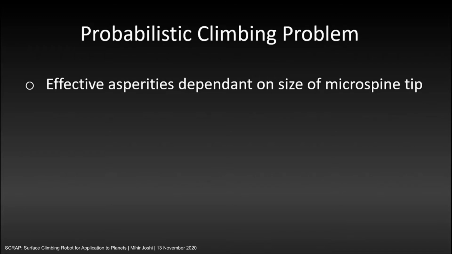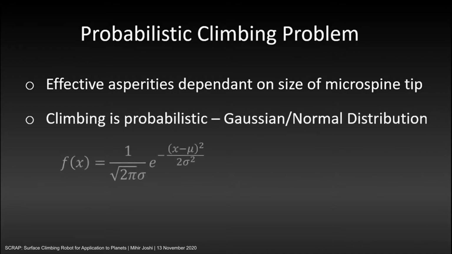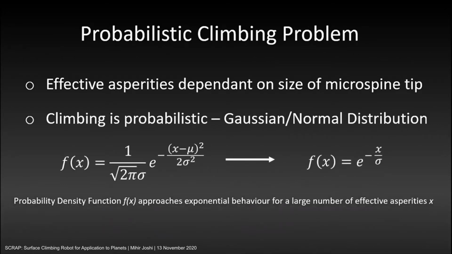The climbing of a rough surface is a probabilistic problem, where the distribution of effective asperities on a particular surface area approaches a Gaussian normal distribution. The rougher the surface is, the more effective asperities are present, and therefore the more likelihood there is of a successful attachment.